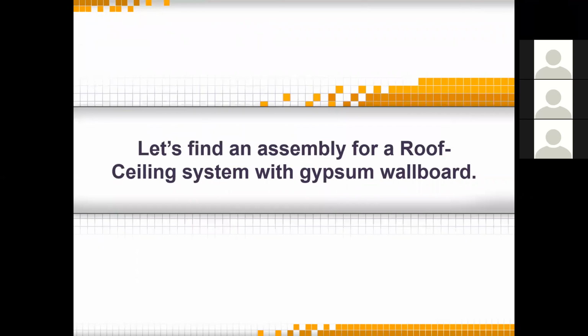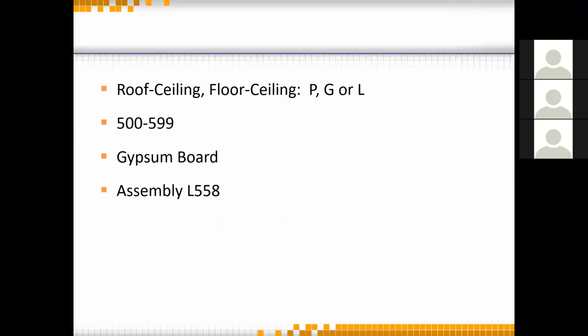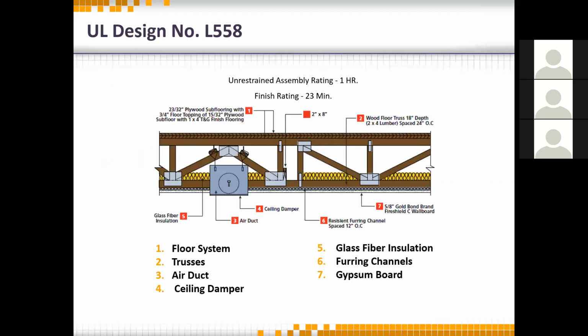All right, let's do one more with wood because there's probably several of us out there that work with wood, not just all metal. So we're going to look at a roof ceiling system and then gypsum wall board. So now we're in the P, G, or L series. We're at the 500 numbers, and we'll just go ahead and pick L558 to look at. So just this slide to show you, and if we did screenshots of the entire design, it would be screenshot after screenshot. It's quite lengthy.